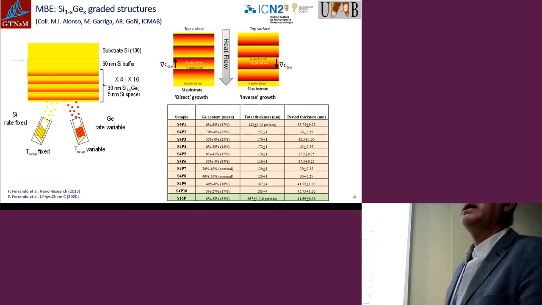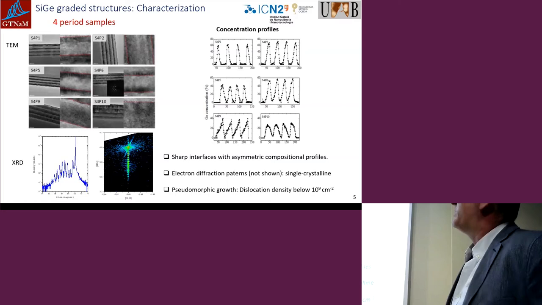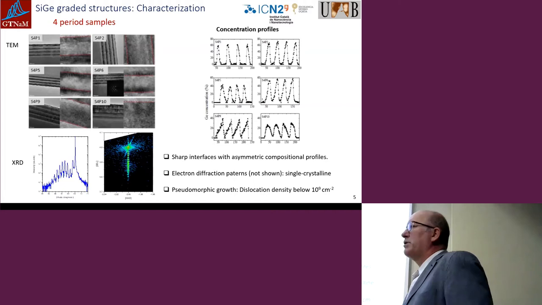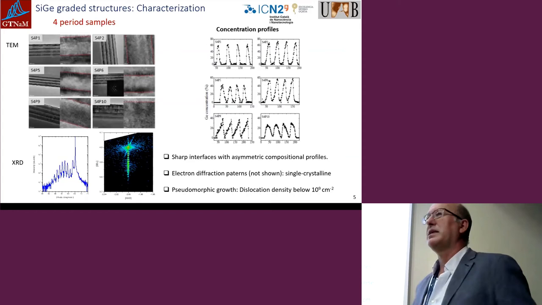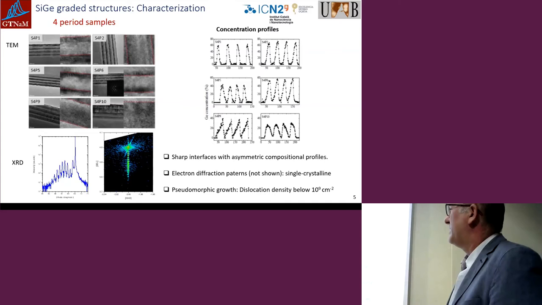So let me go a little bit onto the characterization of those materials, because it's important in order to understand the effect on the thermal conductivity. These are the four period samples. They have sharp interfaces. They are pseudomorphic, so basically they grow epitaxially with the substrate. The in-plane lattice parameter of the superlattice is the same as the one that we have of the substrate. They have a good periodicity.